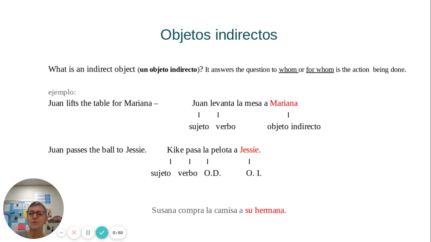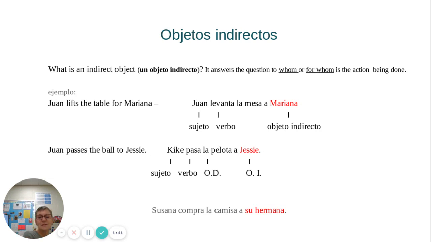Juan lifts the table for Mariana. Juan levanta la mesa a Mariana. Who is he lifting it up for? Mariana. I don't know, maybe it's too heavy, or maybe she's got her arms full. Quique pasa la pelota a Jessie. Who is he passing the ball to? Jessie.